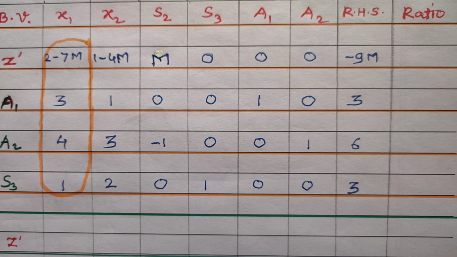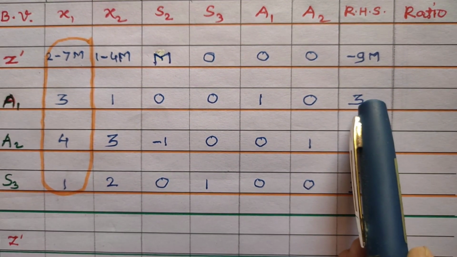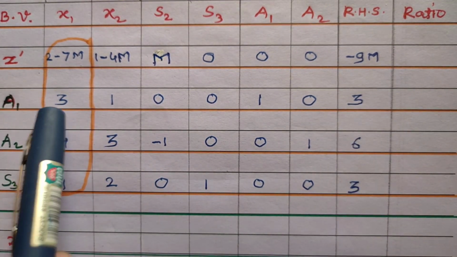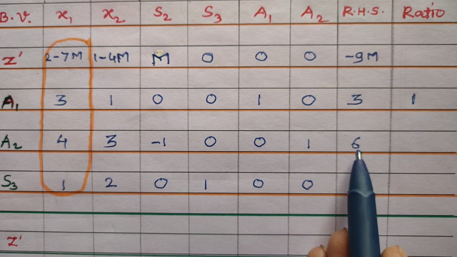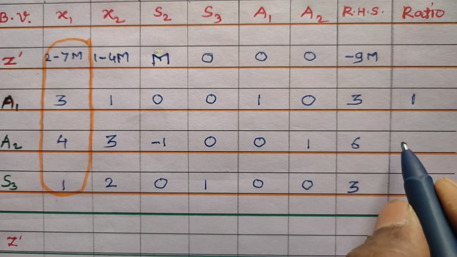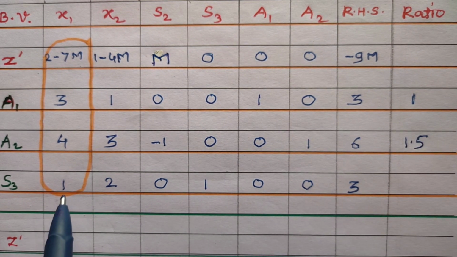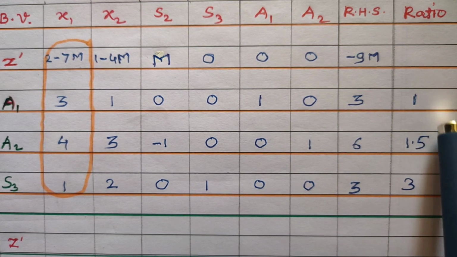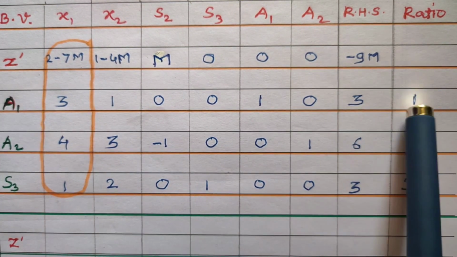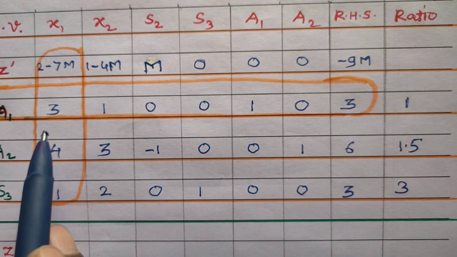Now we have to find the key row. First of all, we divide these right hand side elements by the key column elements. 3 divided by 3 gives 1. In the ratio column we have to put it here. Then 6 divided by 4, that is 3 upon 2, which is equal to 1.5. 3 upon 1 is equal to 3. From the ratio column we have to find the least positive number. The least positive number is 1, so 1 appears in this row, so this row becomes the key row. Okay, the key row is highlighted.